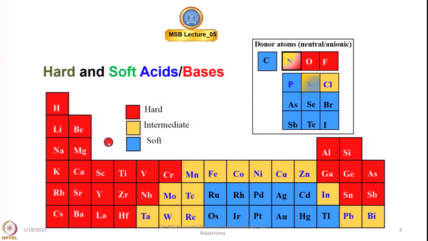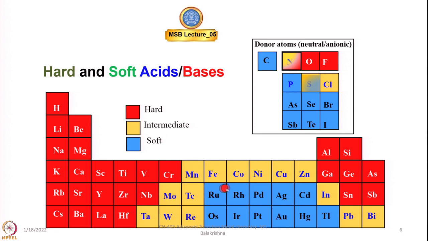If you see the left side of the periodic table, covering almost alkali metals and alkaline earth metals and partly 3d, 4d and 5d metals, they are all hard acids and they have fewer electrons in their valence shell, and they exist in their highest possible oxidation states. And if you just look into the elements put in blue color, they are all soft acids.